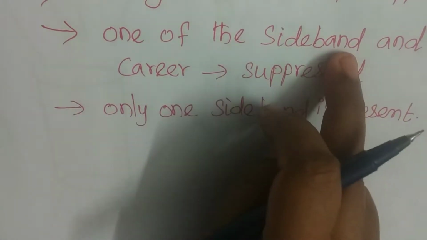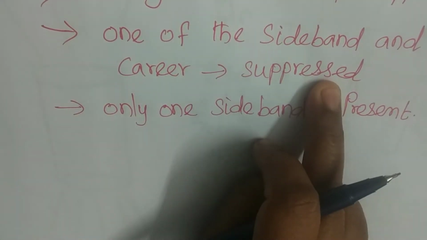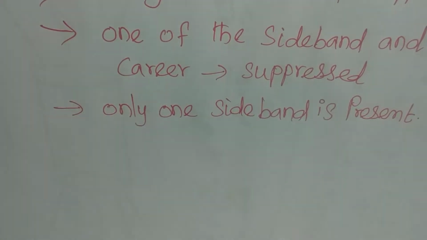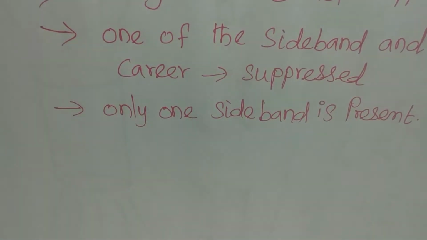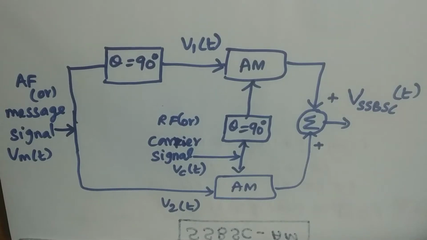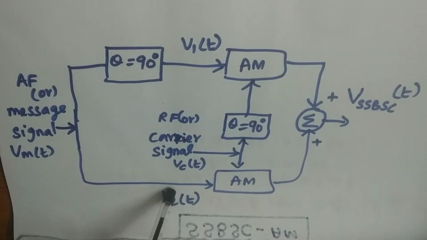One of the sidebands and the carrier is suppressed, and only one sideband is present. Because we have two sidebands, upper sideband and lower sideband, and both have the same carrier frequency, we have to remove one of the sidebands. Only one sideband is enough to transmit the signal. So this is the simple block diagram for the SSB-SC technique.